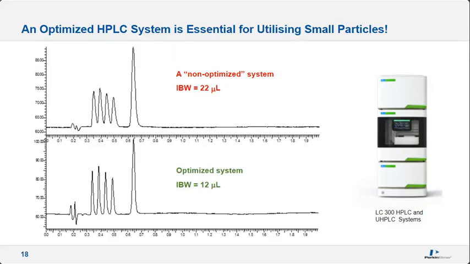So it is extremely important that when utilizing small particles, the HPLC system must be optimized, which includes the injector, the tubing sizes, the detector cell, and the data system, in order to fully utilize the potential of small particle chromatography.